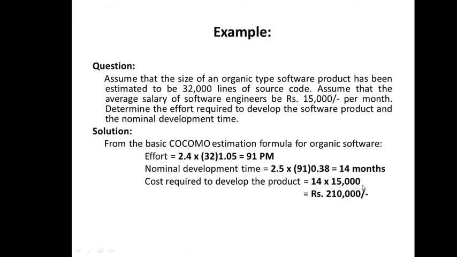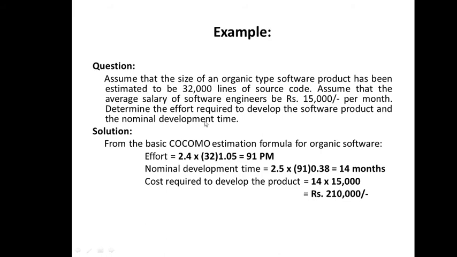If the number of persons or team members is given, you can multiply it here. If the number of persons is not given, then directly 14 into 15,000, that means this will be your overall cost, the major cost. Miscellaneous cost is not considered here. Fine. So this is how we calculate the cost. So this was the basic Cocomo model.